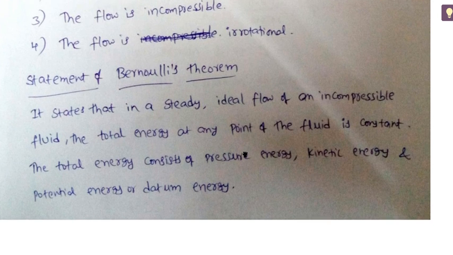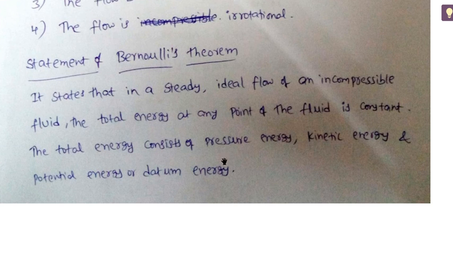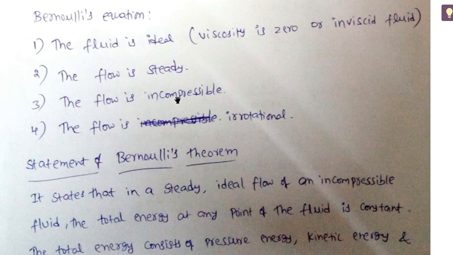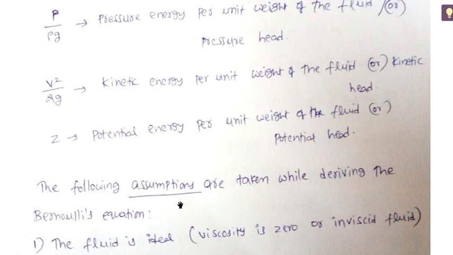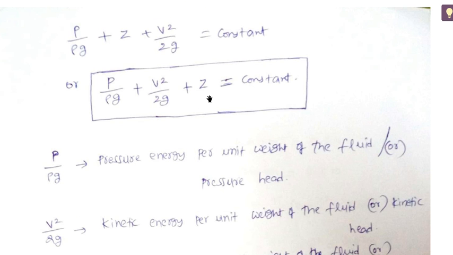This is the statement of Bernoulli's equation. It states that in a steady ideal flow of an incompressible fluid, the total energy at any point of the fluid is constant. Total energy means the sum of pressure energy, kinetic energy, and potential energy.